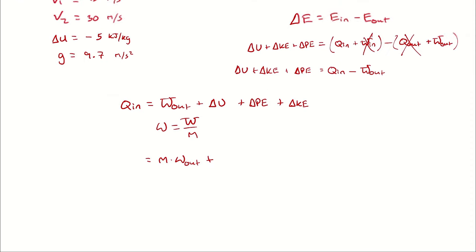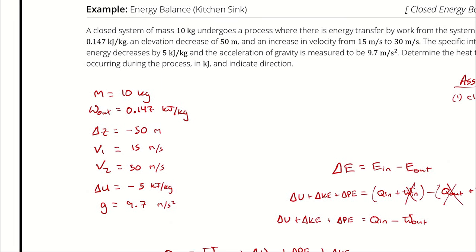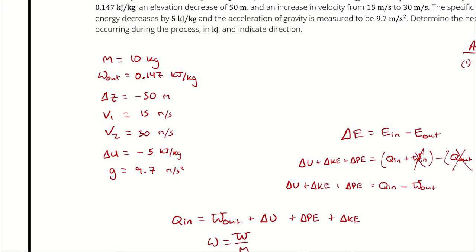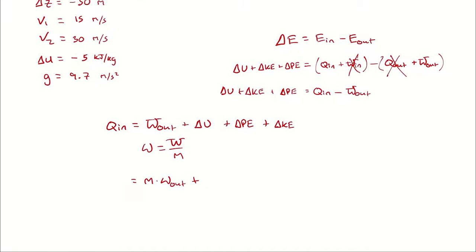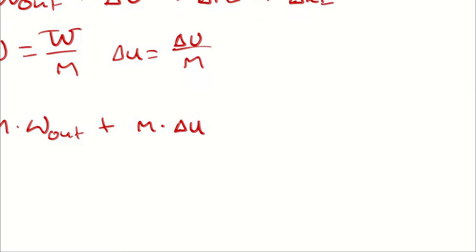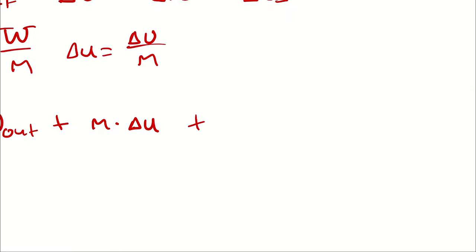Then for delta U, am I going to plug in negative 5 kilojoules per kilogram? No, for the same reason. This is delta big U, this is delta little u. So in order to write a total internal energy in terms of what I know, I'm going to recognize that delta little u would be delta big U divided by mass as well. So I can write mass times delta little u, specific internal energy change, and that quantity I know.